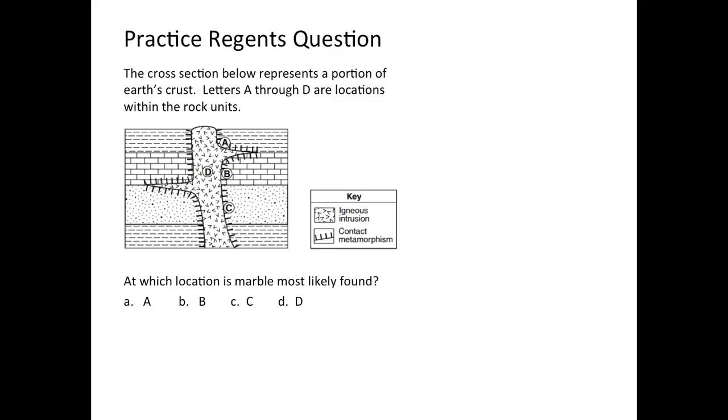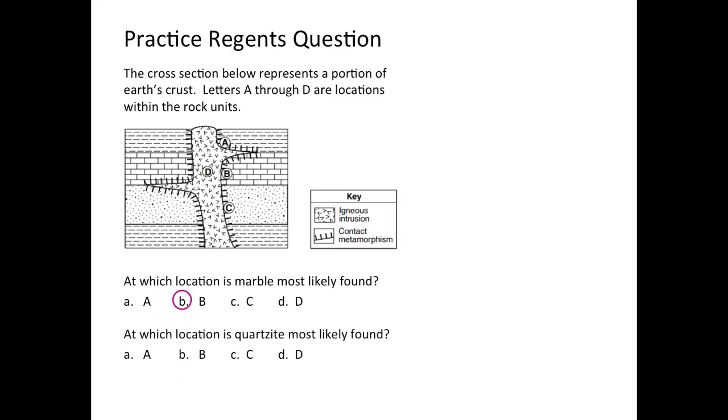You want to look on page 7 of the reference tables and find out which rock turns into marble. And you'll see that at the bottom of page 7, it says metamorphism of limestone or dolostone. And then you want to look at the top of the page where it tells you what limestone or dolostone look like. And you can see that there's only one location that's next to limestone and dolostone. It's right here, B.